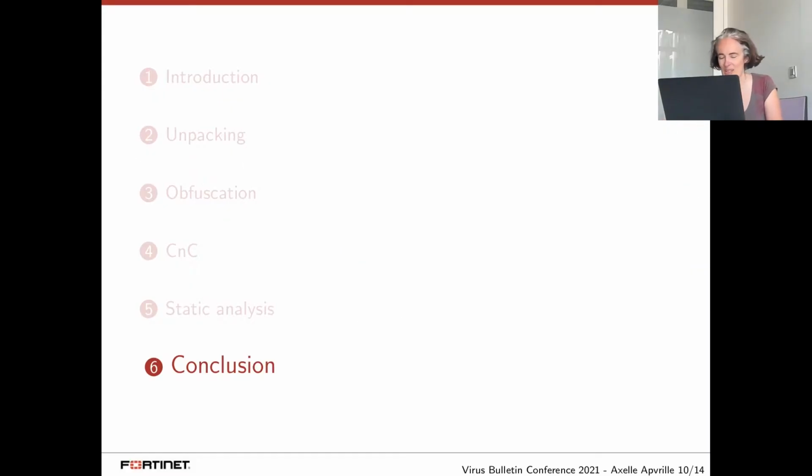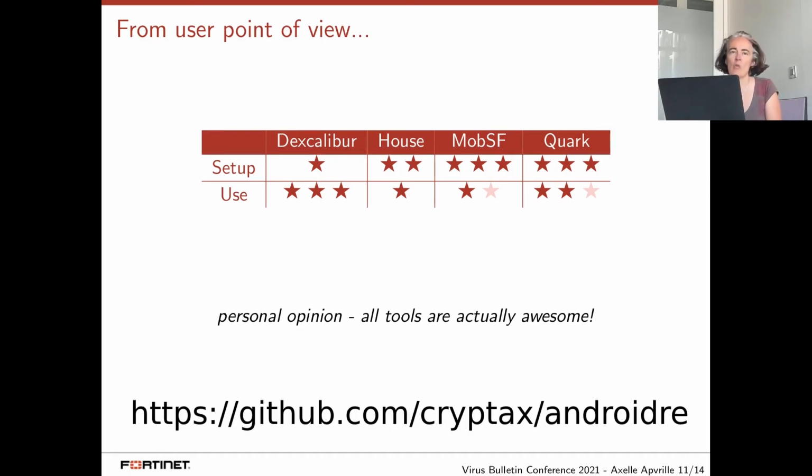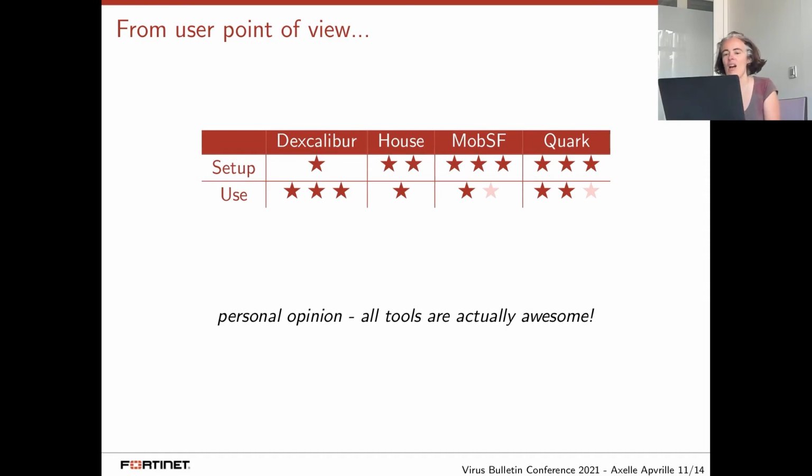Let's conclude this presentation. From the user point of view, the setup of Quark and MobSF is really easy, okay? You'll have no problem installing it. For Dexcalibur, it can get tricky, especially if you are using a Windows operating system. If that is your case, I think you'll probably need to use my Docker container, which is on GitHub, Cryptax, Android RE. You'll find it there, okay?